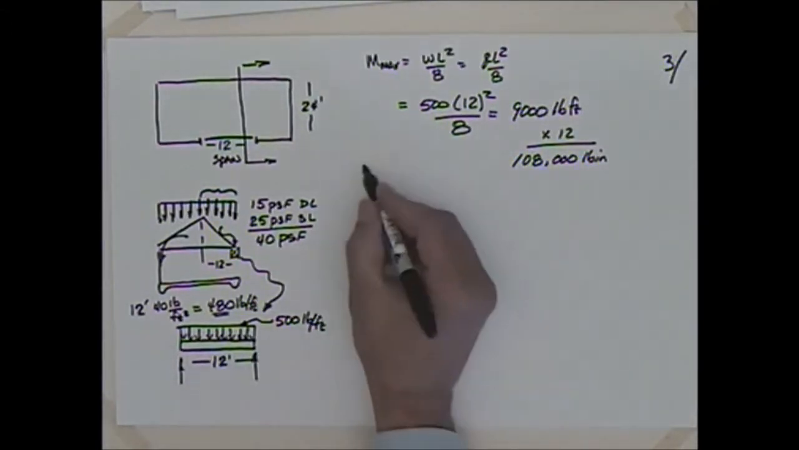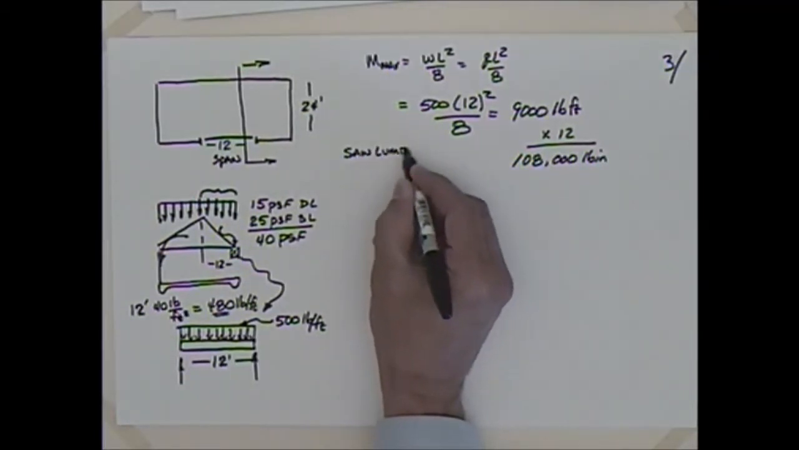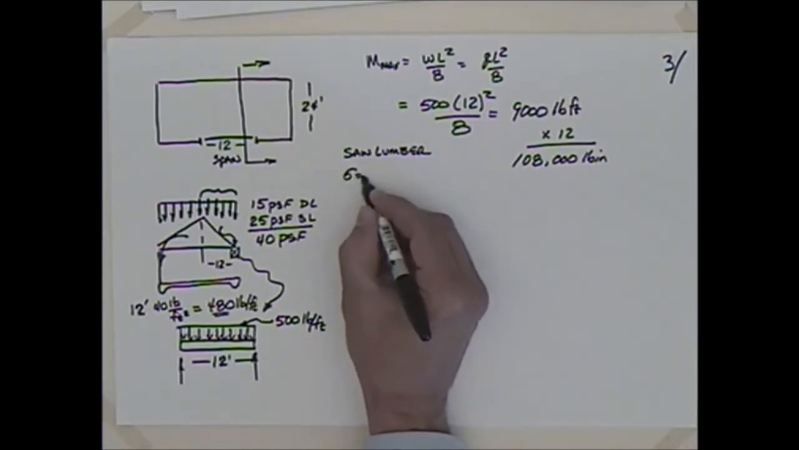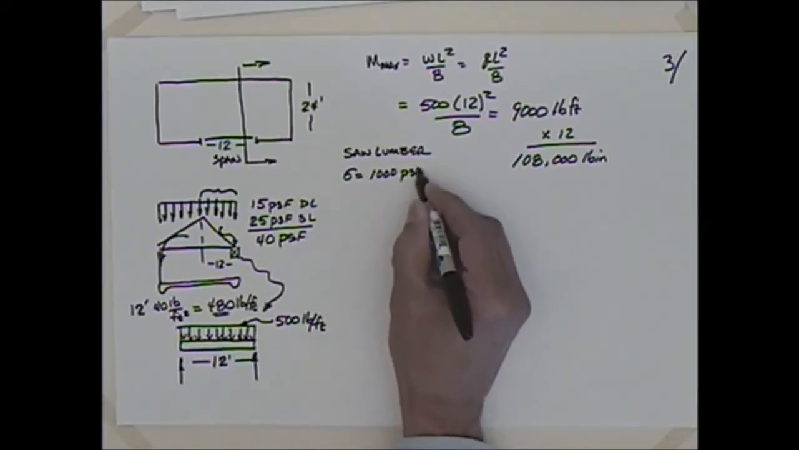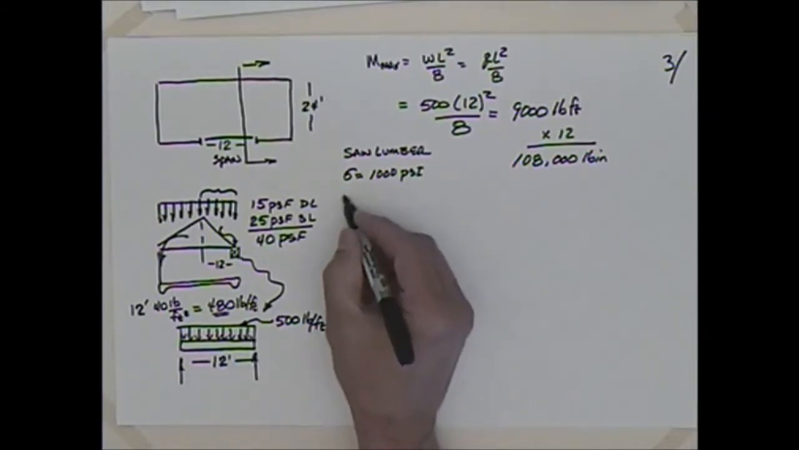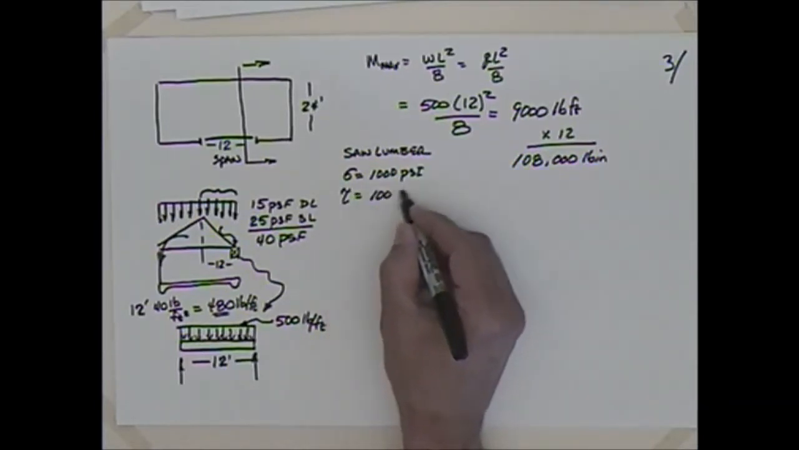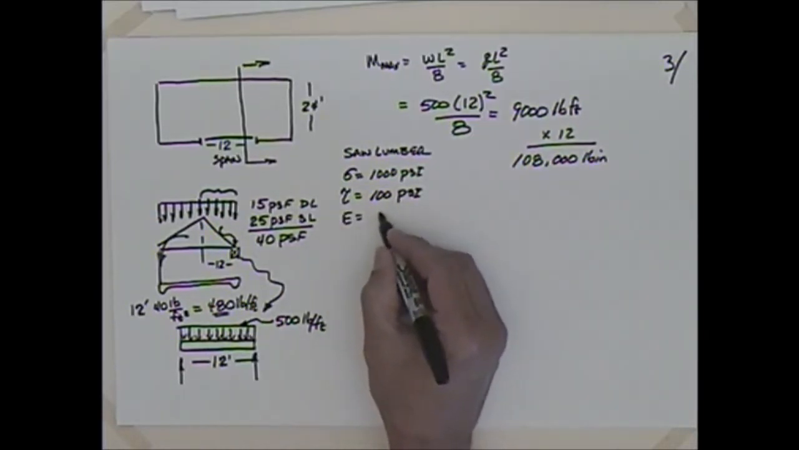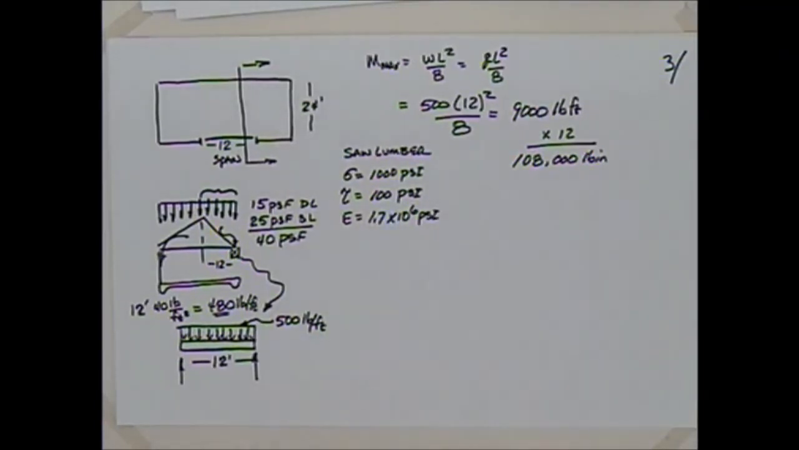Now I'm going to try and use saw lumber. So let's say that my maximum bending stress sigma is going to be 1,000 psi for Doug fir number 2 that we have around here. That's pretty close to what it would be. My shear stress tau would be about 100, probably 95, but we'll call it 100 again for Doug fir. And E we'll take as about 1.7 times 10 to the 6th psi. So those are the numbers that I have to work with.